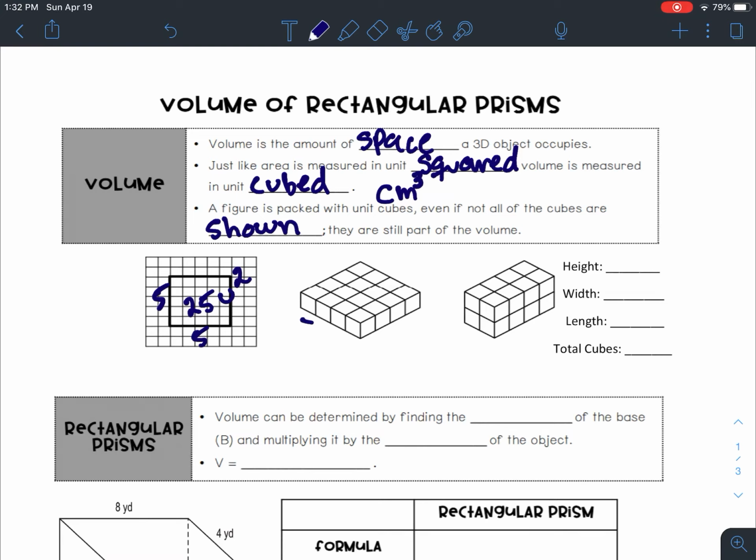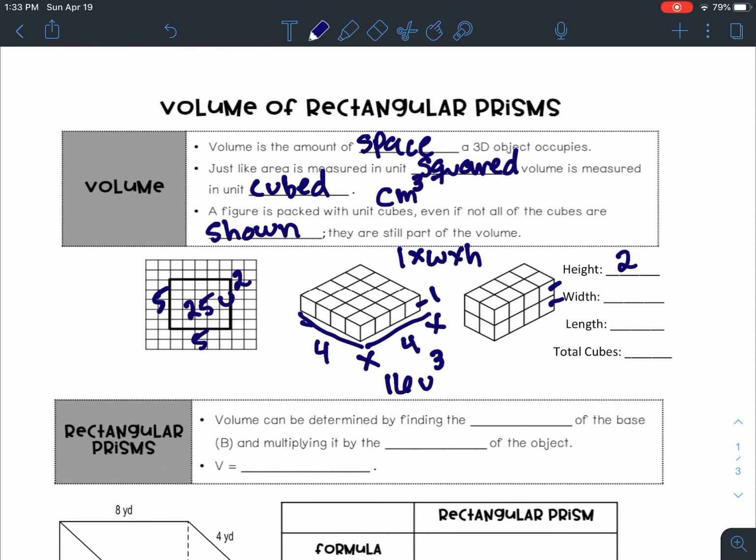So I have a length of 4, a width of 4, and a height of 1. Now, last year you guys learned the formula length times width times height. So if I do that, I have 4 times 4 times 1, which gives me 16 units cubed. The next one, I have a height of 2, a width of 2, and a length of 4. And again, if I multiply all those numbers together, 2 times 2 gives me 4, and 4 times 4 gives me 16 units cubed.